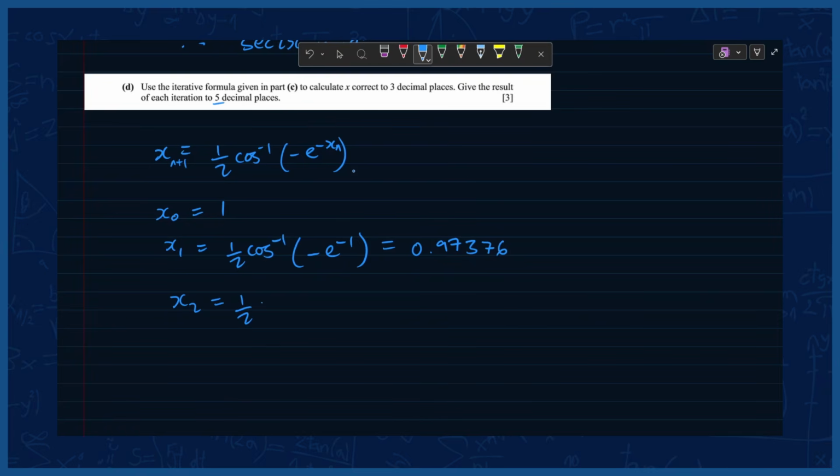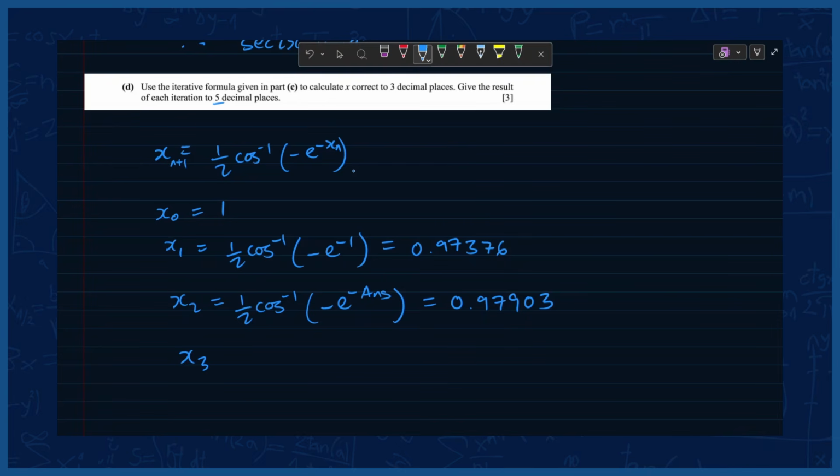Now for x2, what I want you to do is replace our initial value or x0 there with the ANS button. So on your calculator, you'll find a button written ANS. It stores the result of your previous answer. And in this case, that's going to be the result of your previous iteration. Once you've done that, press equals, and you should get the next result. That is 0.97903, correct to 5 decimal places.